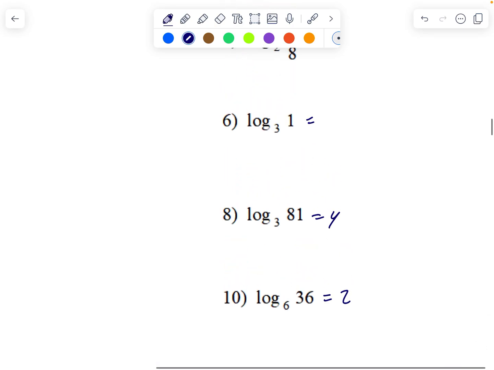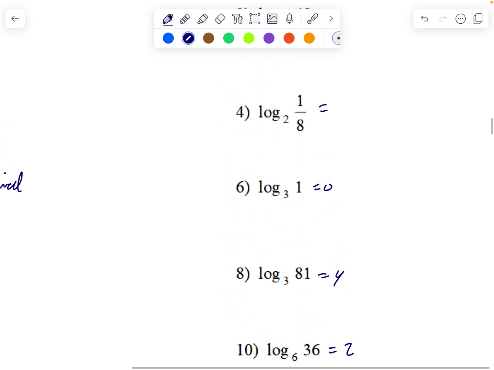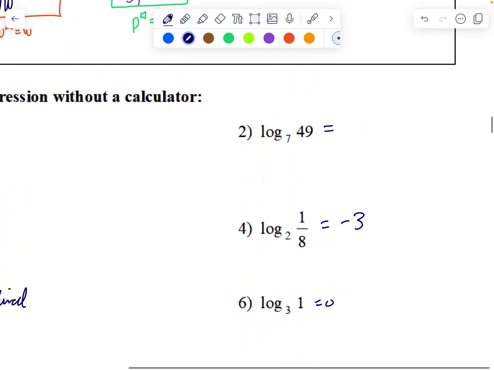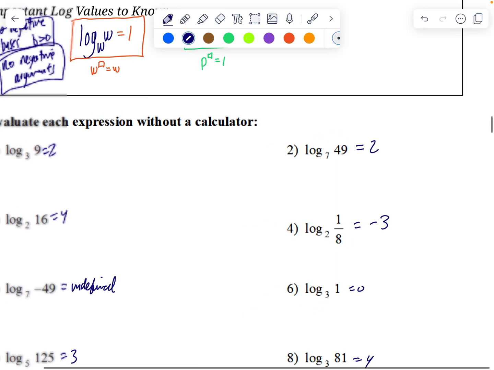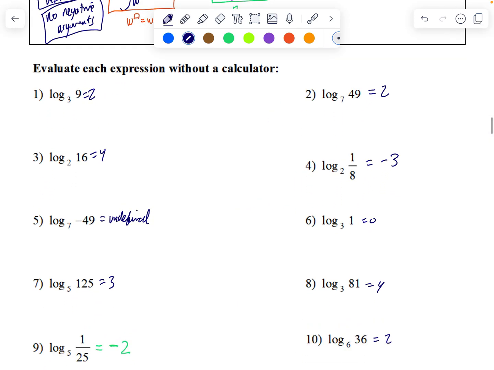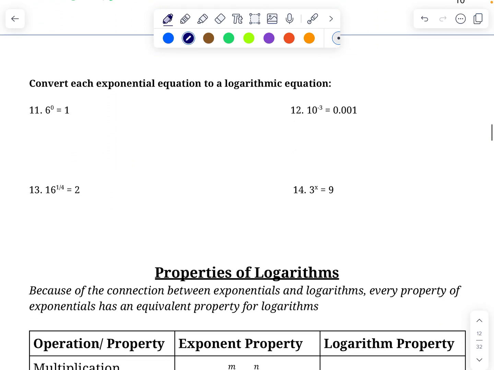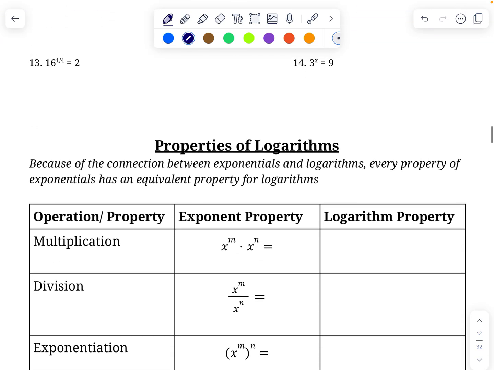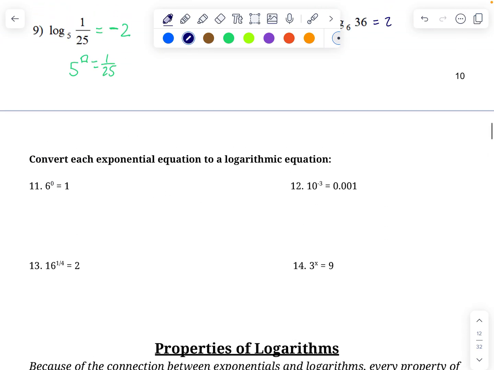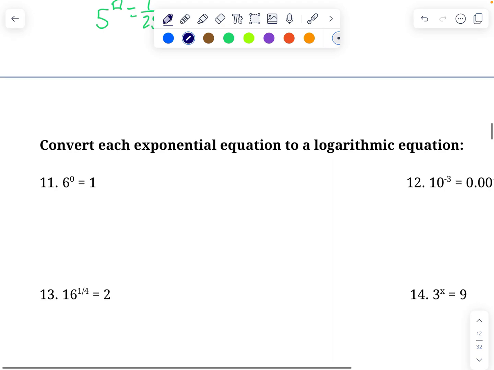These are small numbers. You should be able to do these. Careful here. Negative 3. Cool. Okay. Last thing I want to show you really quick. We'll come to this properties thing on next class. You can convert an exponential equation into a log equation.